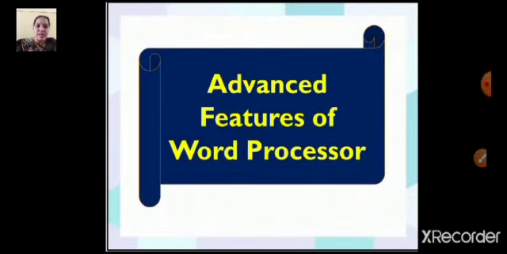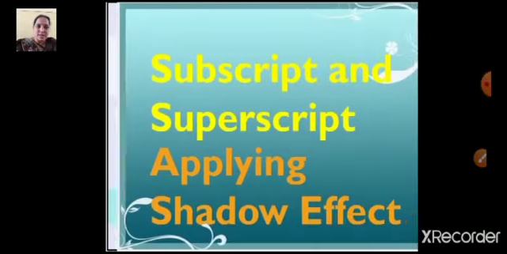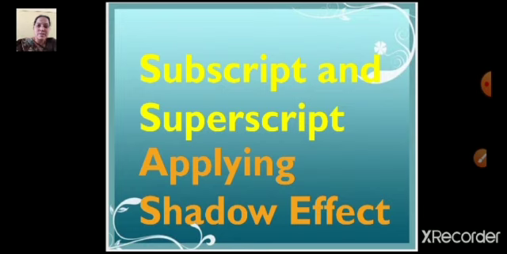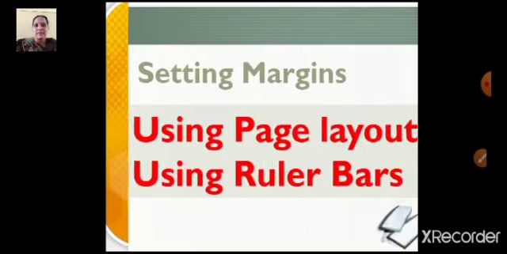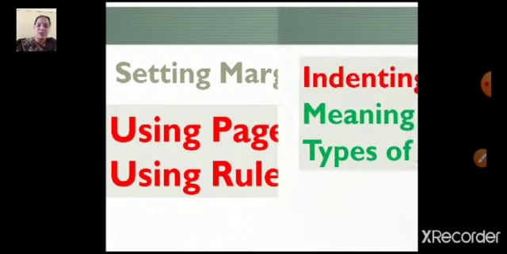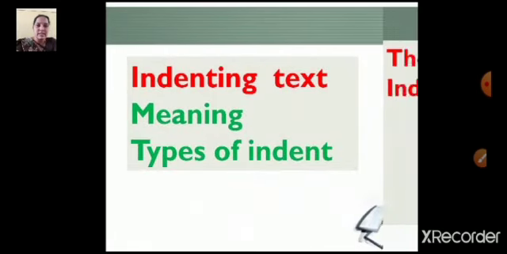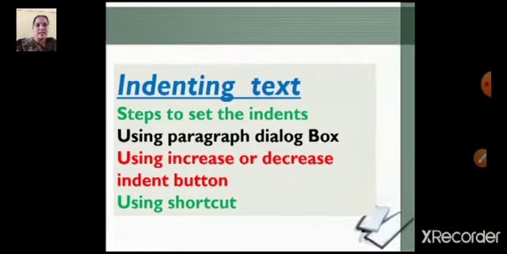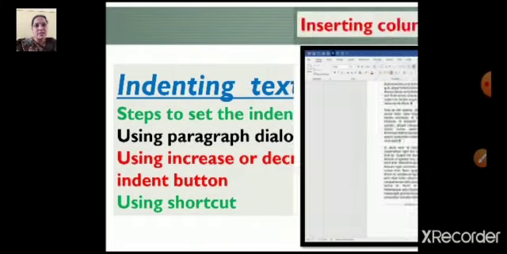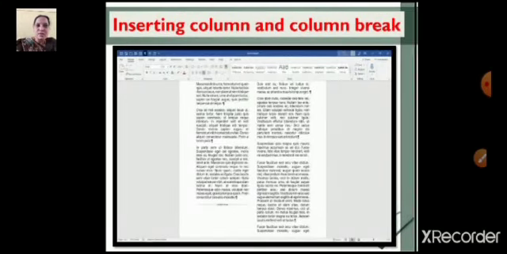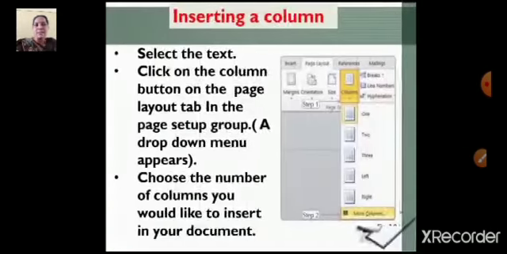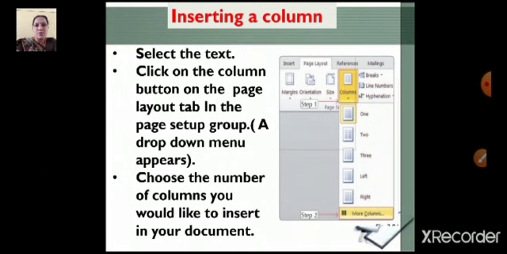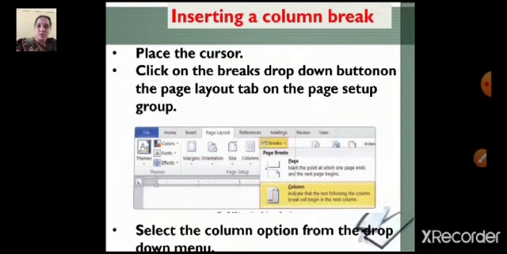We were learning about advanced features of word processor. We studied about subscript, superscript, applying shadow effects, page formatting, working with tabs, setting the margins using two different ways, indenting the text, types of indents, the steps to indent the text, inserting column and column break. We can arrange the text in the newspaper style. To do that, we have to follow these steps. We also learned about inserting column break.